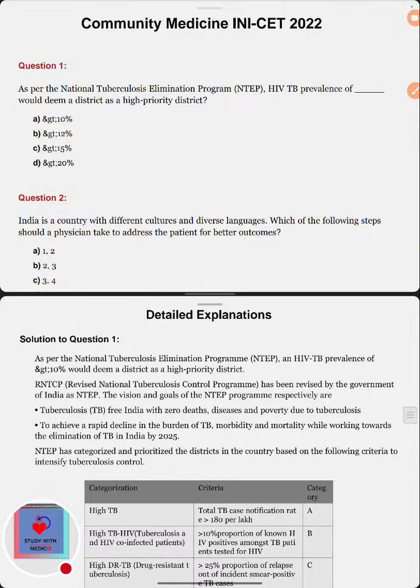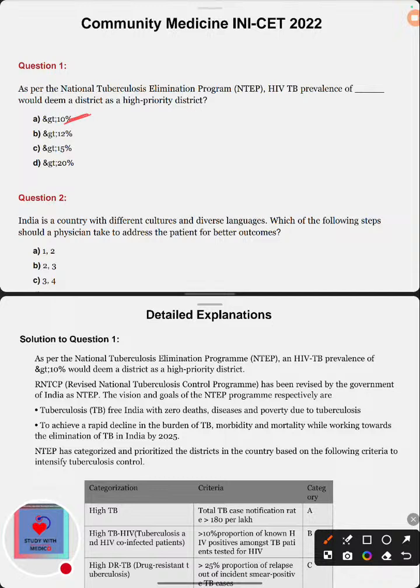Okay. As per the National Tuberculosis Elimination Program, an HIV-TB prevalence of dash would deem our district a high priority district. National Tuberculosis Elimination Program HIV-TB prevalence would be how much? National Tuberculosis Program HIV-TB prevalence is greater than 10%. 10% would deem a district higher priority.